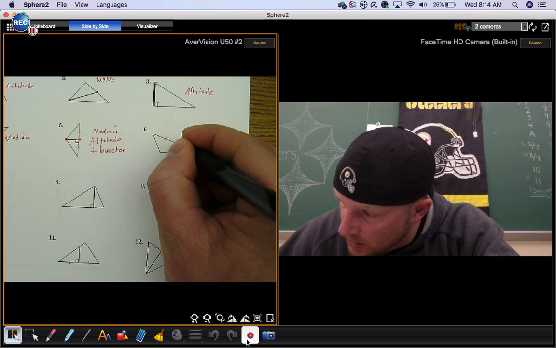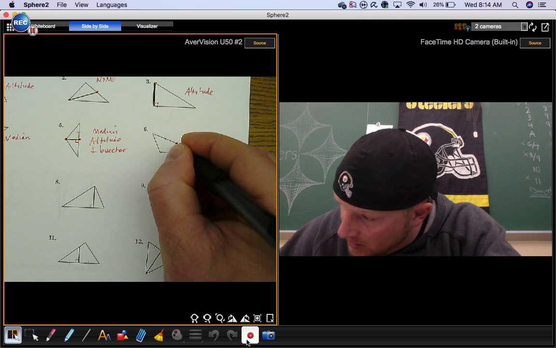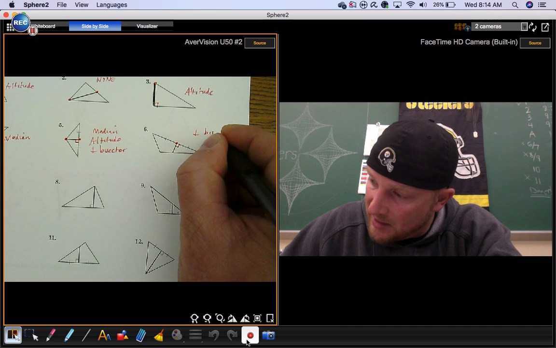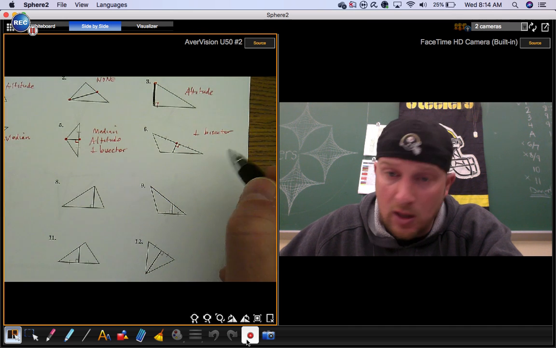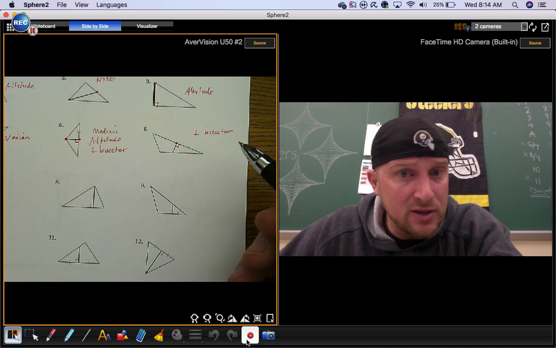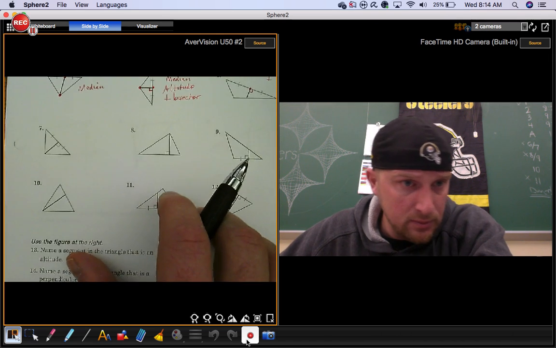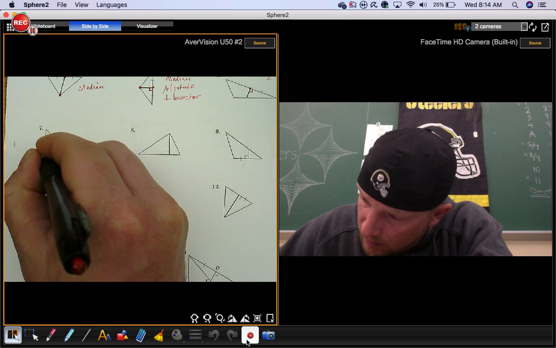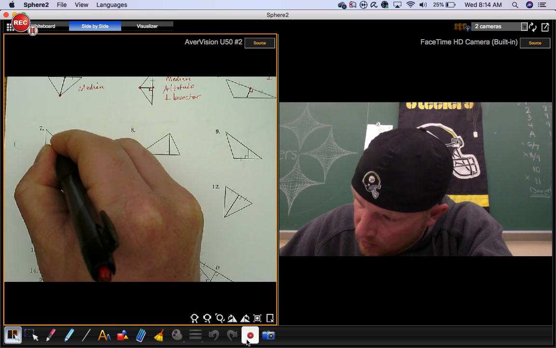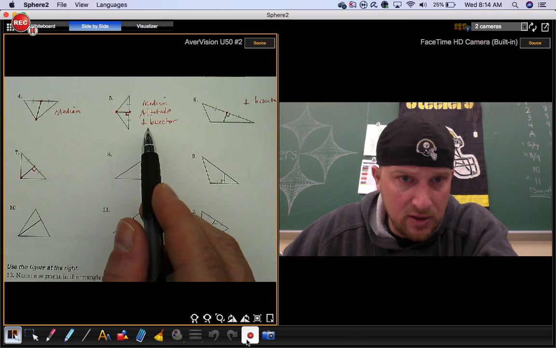Number six, that point is definitely a midpoint. It also meets that side at a right angle. That's what a perpendicular bisector looks like. And it's none of the other segments because notice how it doesn't touch a vertex. So it can't be a median and it can't be an altitude. Number seven, touches a vertex, touches a midpoint, meets that side at a right angle. So it's all three, just like this one.